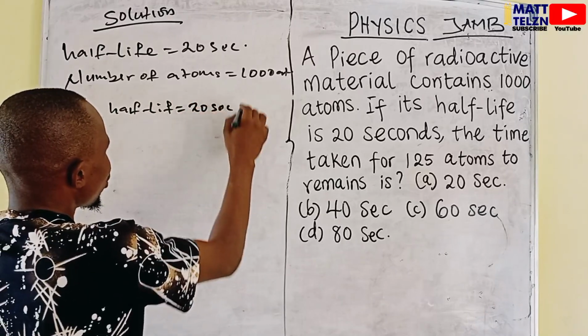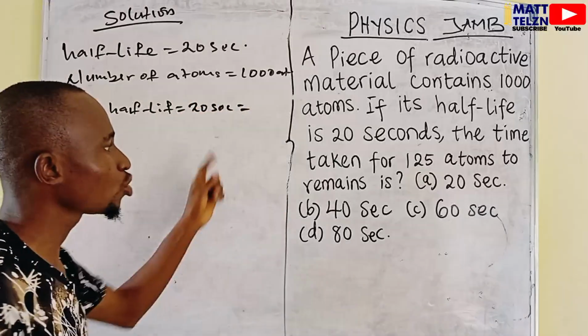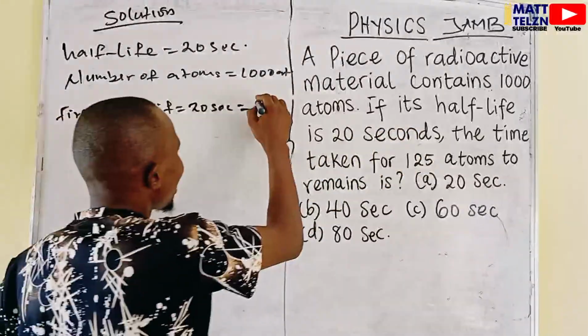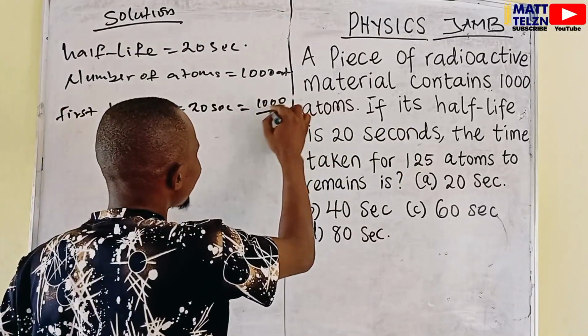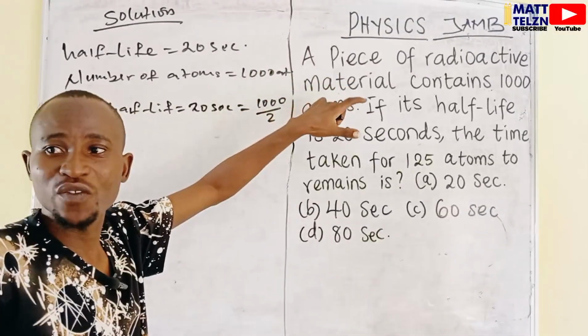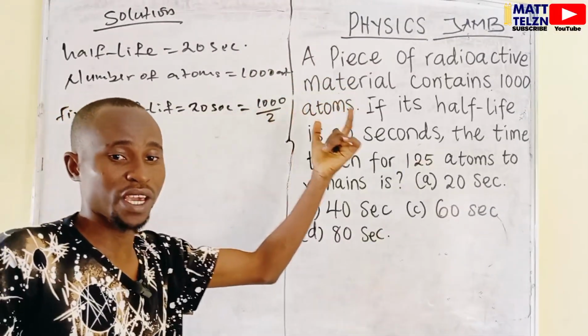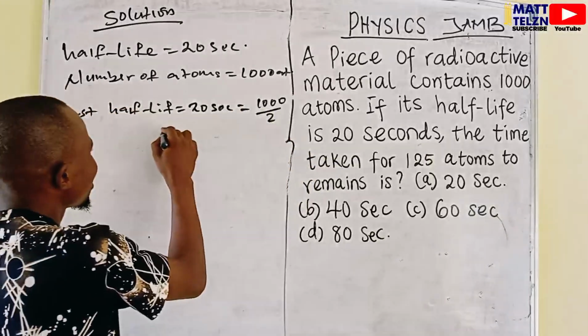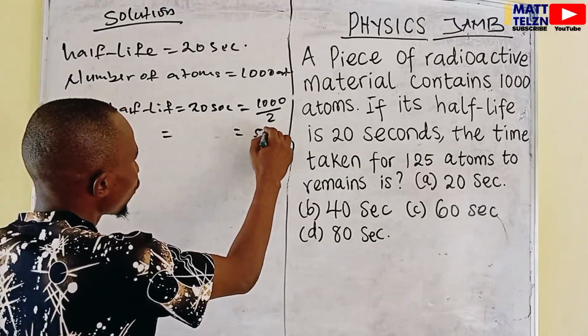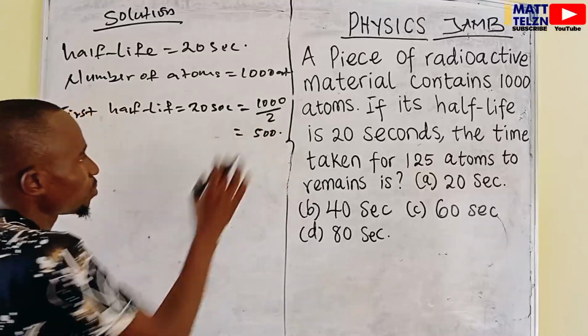After 20 seconds, what is going to happen to the atoms? After 20 seconds, I'm going to have 1000 divided by 2, because after 20 seconds, half of the atoms are going to remain, right? So after 20 seconds, I have 500 atoms remaining.